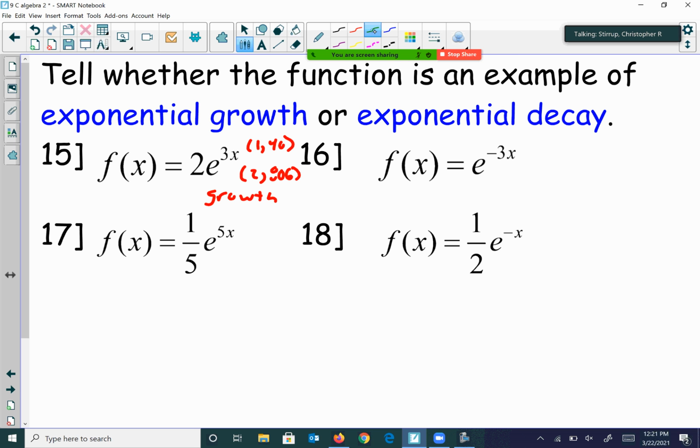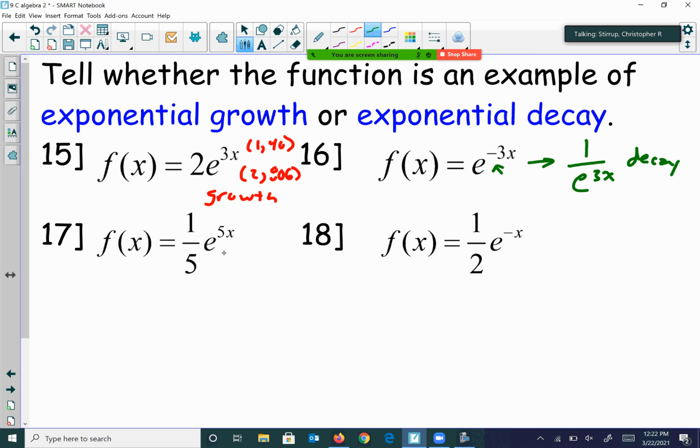But this one, because I have this negative exponent, this means I'm going to have the same thing as 1 over e to the 3x. And if I do that, the bottom is going to become larger and larger and larger. So 1 over a really large number gets close to 0. So this is going to be decay, because as I go to the right, it's going to get closer and closer and closer to whatever the asymptote would be. In this case, the horizontal asymptote would be 0 because I'm not adding or subtracting anything to it.